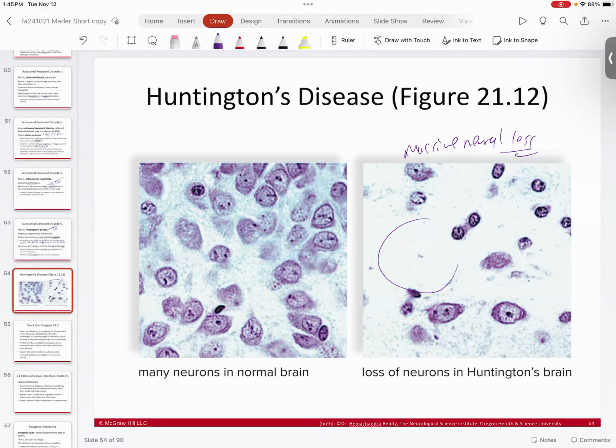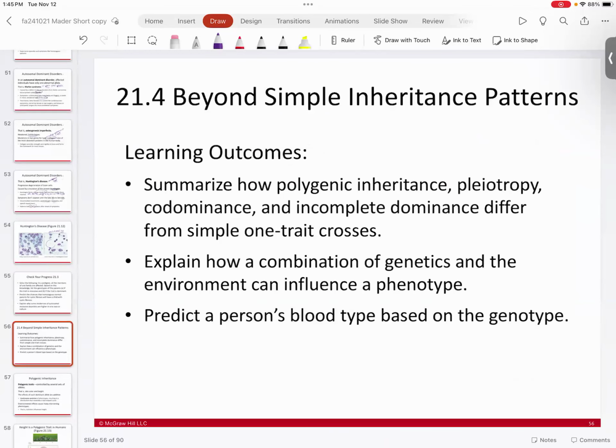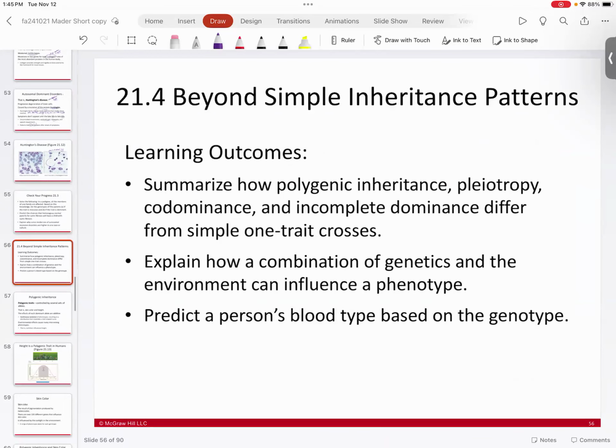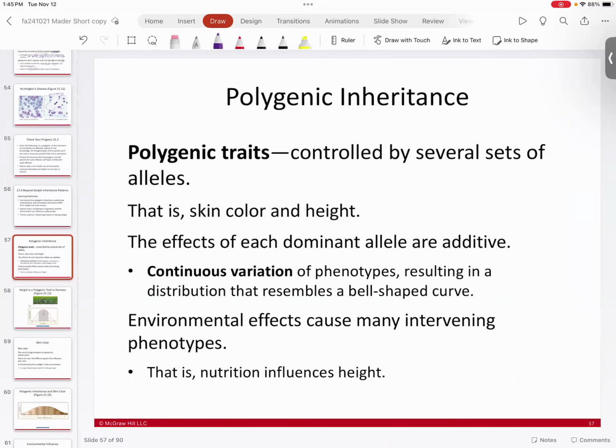So unlike most diseases, this one really has a wicked way of just cutting across multiple generations of family, just devastating them. It's a really, really debilitating neurological disease. So let's take a look at a couple of other types of ways of inheriting genes. We talked a little bit about one trait inheritance, two trait inheritance. Now let's talk about what's called polygenic inheritance.